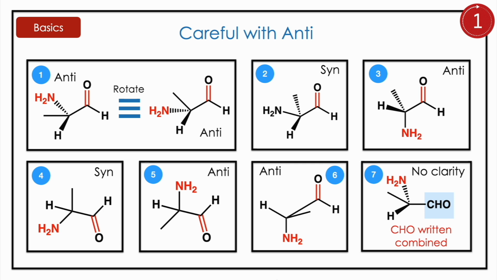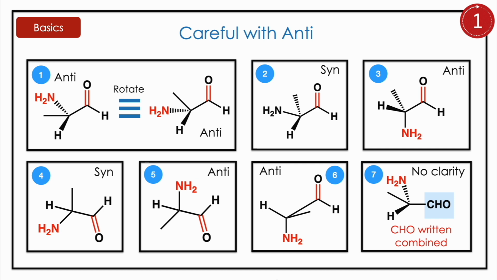Then the second one, here you have a syn relationship. Carbonyl and amine is straightforward. It is easy. And the third one is anti because carbonyl and amine are positioned 180 degrees to each other. So it is anti. The fourth one is a simple one. Amine and carbonyl are simply in syn position. And the fifth one is also straightforward. Amine and carbonyl can be anti.